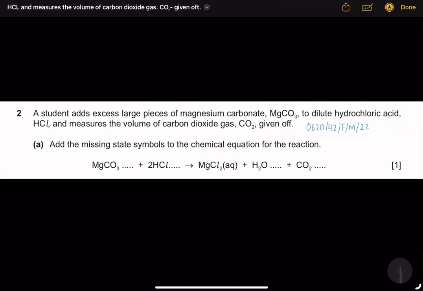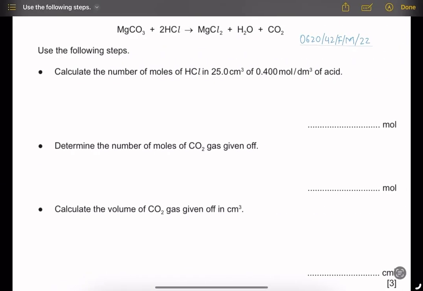Again, we have to write the state symbols in this one. Magnesium carbonate, large pieces, that means this will be solid. Dilute hydrochloric acid, that means HCl is going to be aqueous. Dilute means that it is added with water. Measures the volume of carbon dioxide gas, that means carbon dioxide is gas. And H2O is always going to be liquid. Okay, so we are done with this. Let's move on to the next.